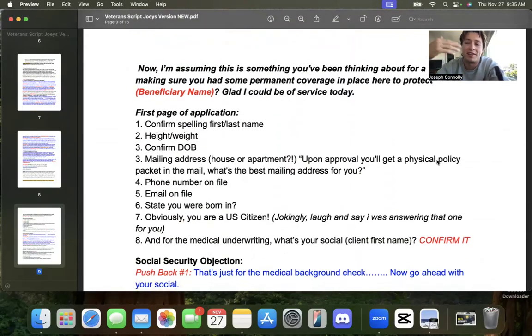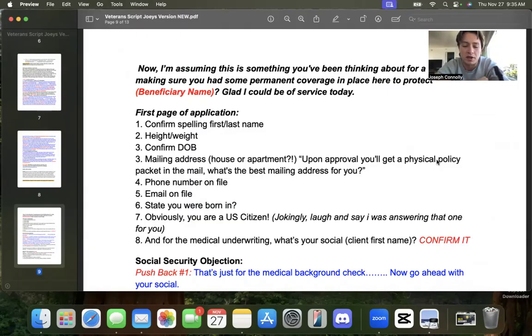So this first question is kind of silly, but just for legal purposes, sir, I am going to confirm the spelling of your first and last name. So I have that as Robert Jones, Robert, last name Jones, correct?